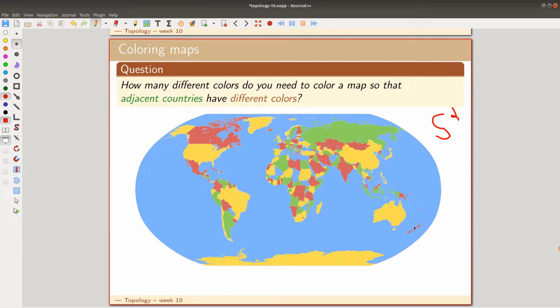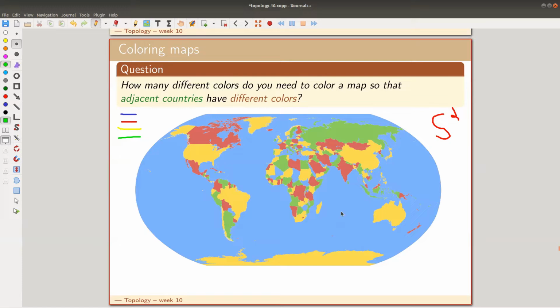And what do I mean by color suffice? Well, it's pretty simple. Each country gets its own color. So I have blue as a color, I have red as a color, I have yellowish as a color, and there's green as a color. So each country gets its own color. Like Australia here looks very yellowish, I guess.